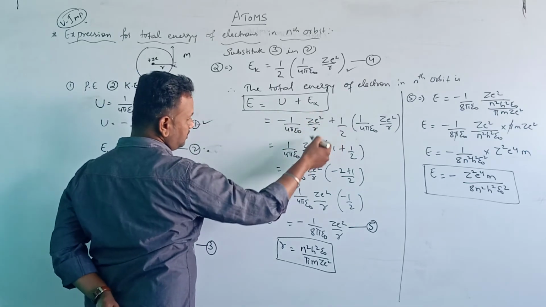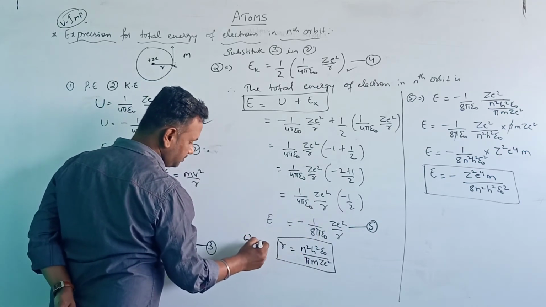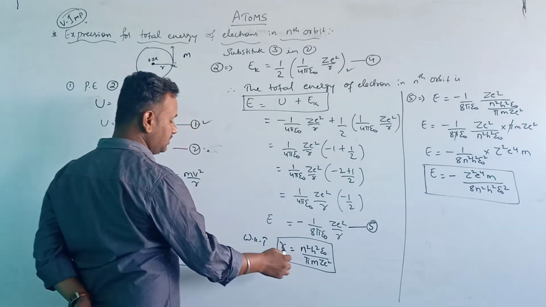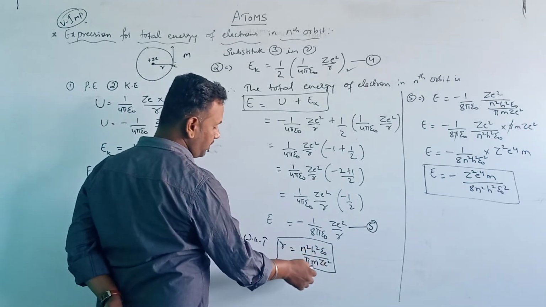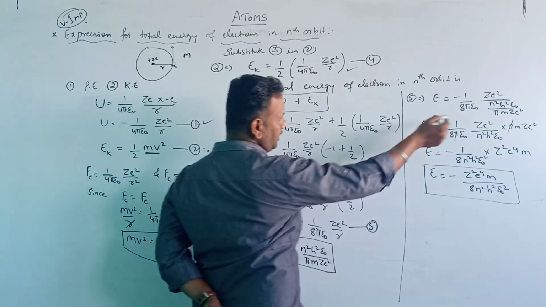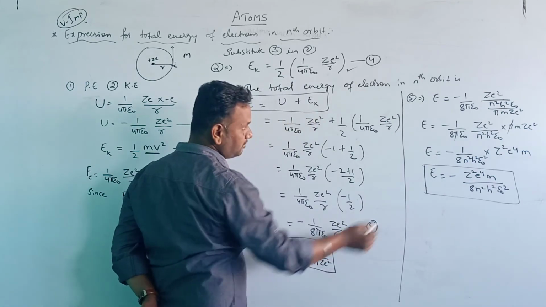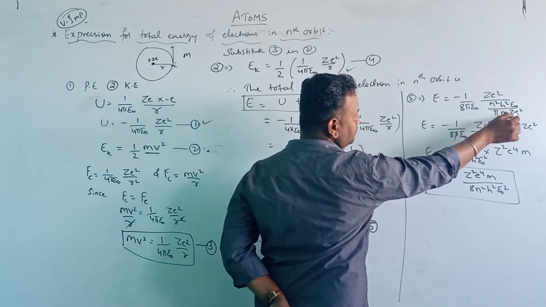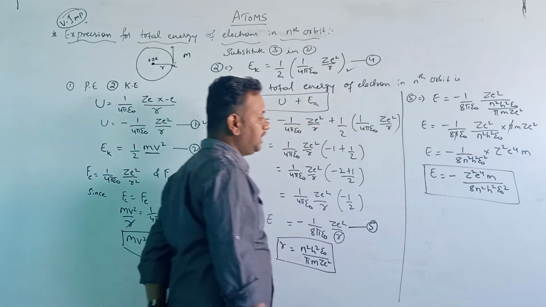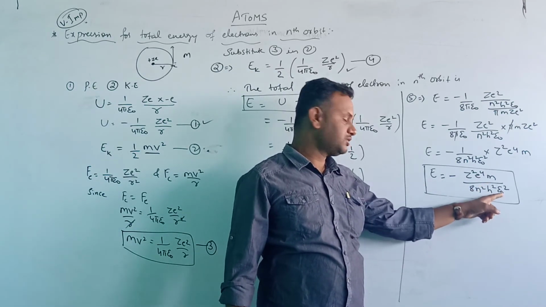After substituting, we simplify this, as we know that the radius value we already derived in the last class is r equal to n square epsilon h square divided by pi m z e square. After substituting this r value in equation 5, n square epsilon h square divided by pi m z e square, and after simplification, we got E equal to minus z square e to the power of 4 m divided by 8 n square h square epsilon square.